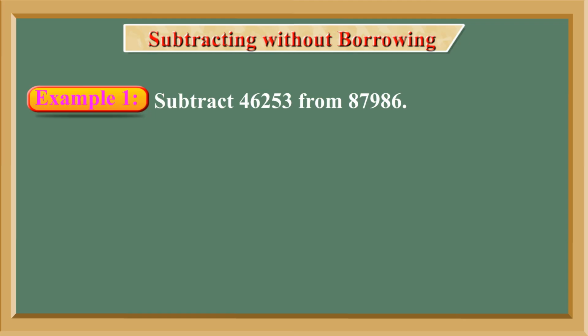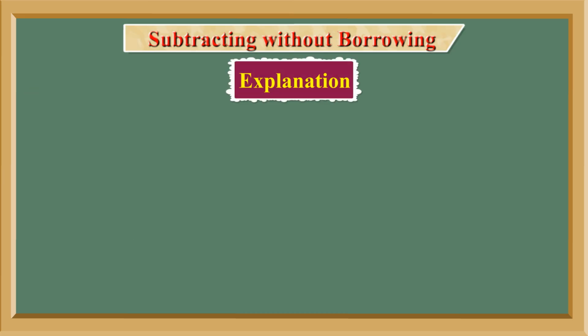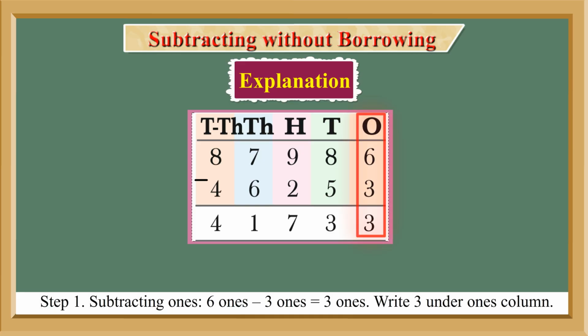Subtract 46,253 from 87,986. Solution. Arranging the digits of given numbers in the place value chart and subtracting column-wise, we get 41,733. Explanation. Step 1. Subtracting ones.